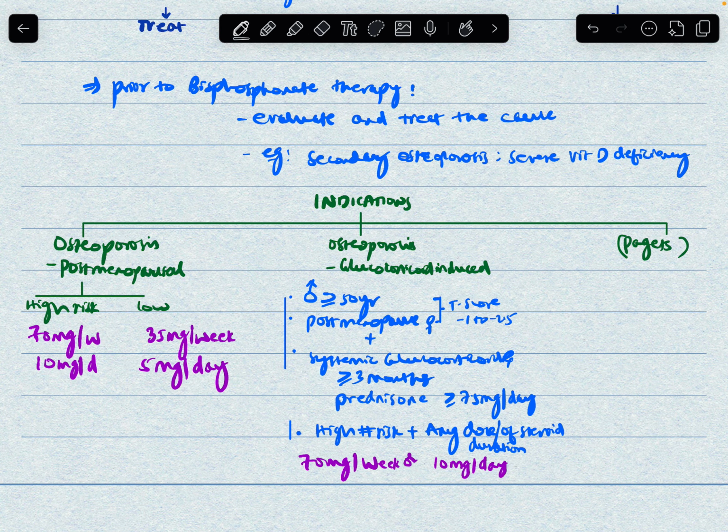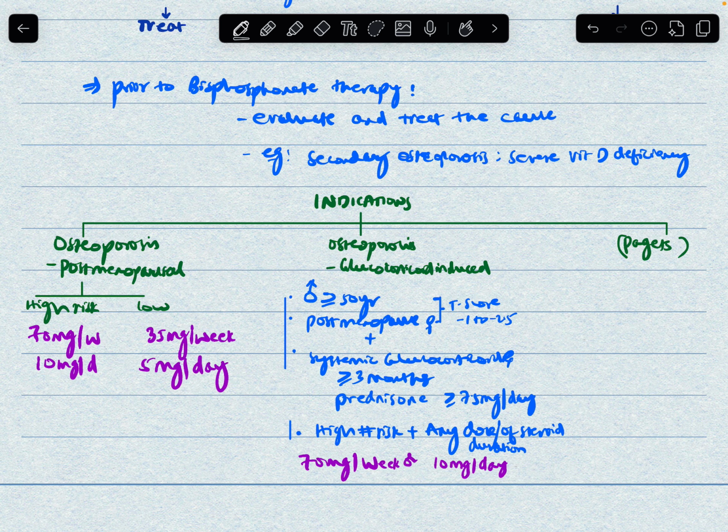First being postmenopausal osteoporosis or glucocorticoid induced osteoporosis. In the high risk group, the dosage would be 70 mg per week or 10 mg per day. In the low risk group, the dosage is half the dose of high risk, that is 35 mg per week or 5 mg per day.